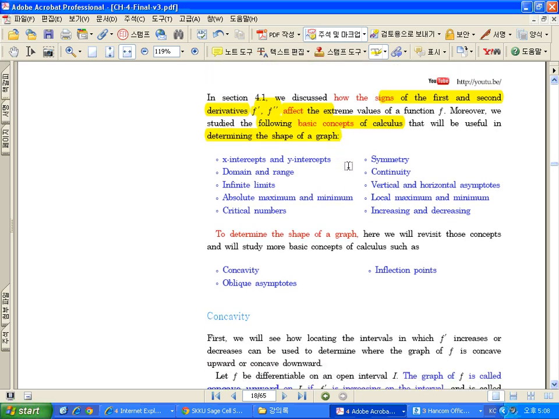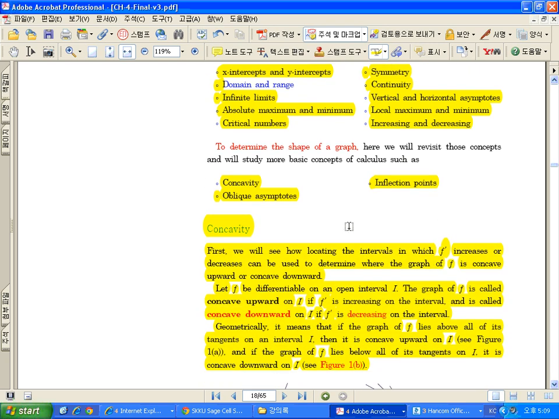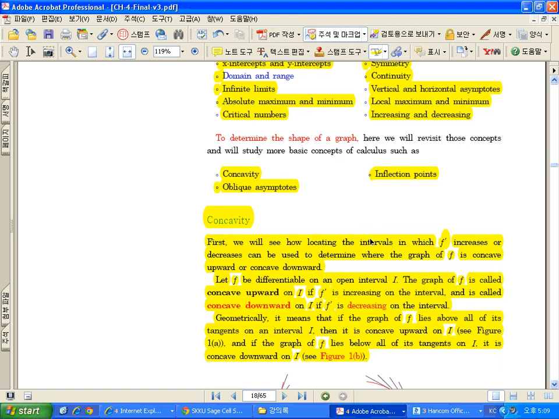the shape of a graph, which includes y and x intercepts, symmetry, continuity, domain and range, infinite limits on the x-axis and y-axis as x goes to infinity and y goes to infinity, and vertical and horizontal asymptotes, absolute maximum and minimum, and local maximum and minimum, and critical numbers, and increasing and decreasing parts of functions. And also concavity, oblique asymptotes and inflection points can be used to determine the shape of the graph.